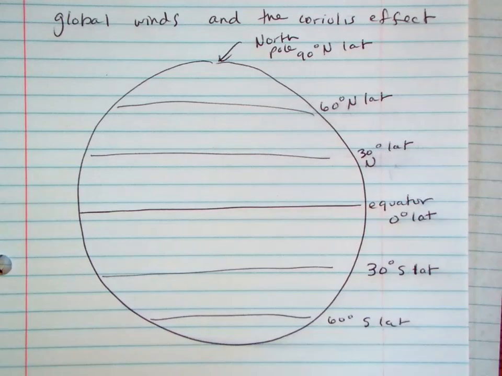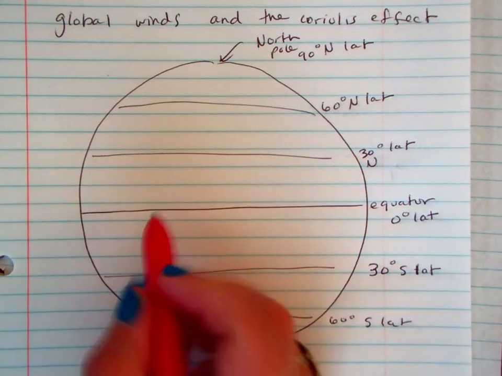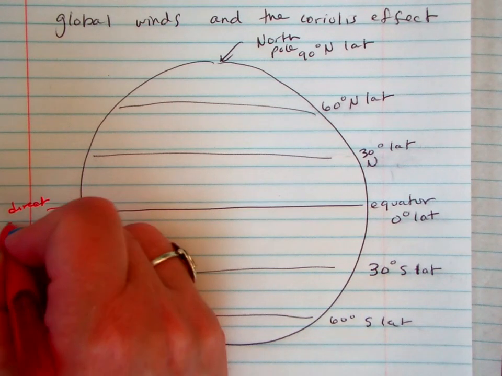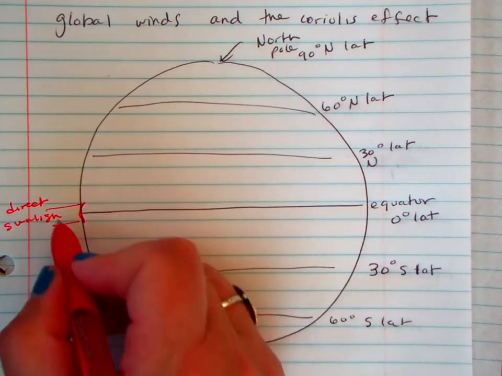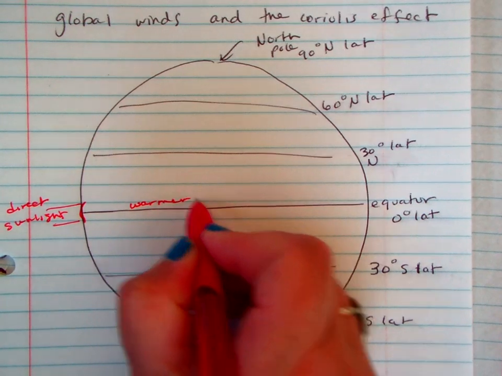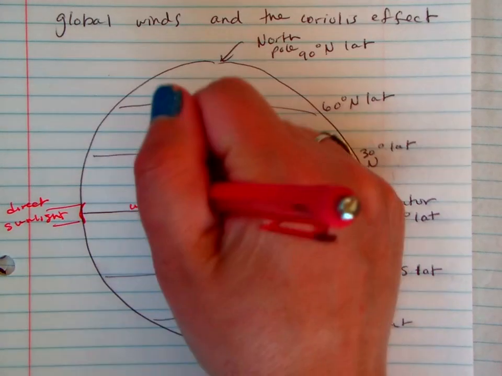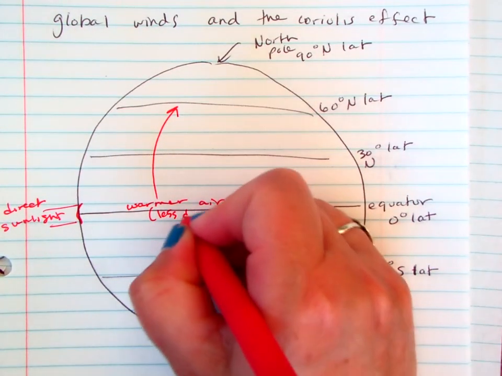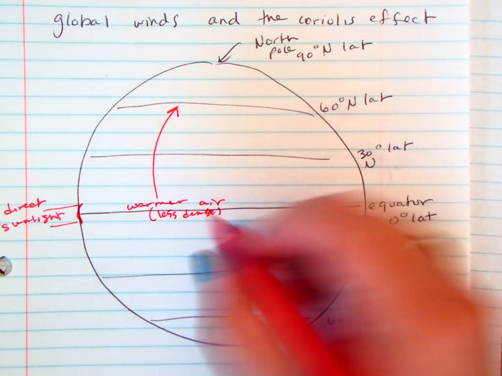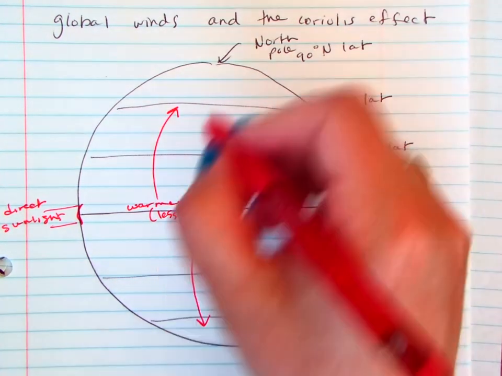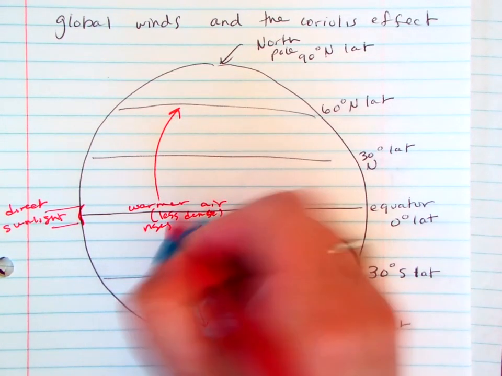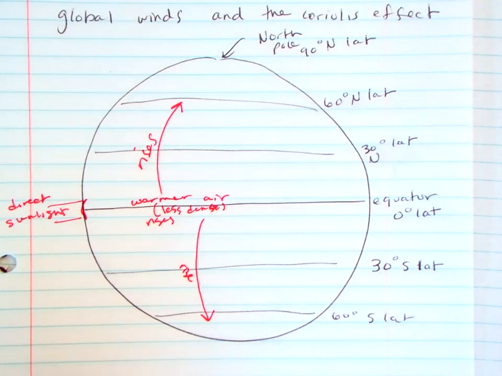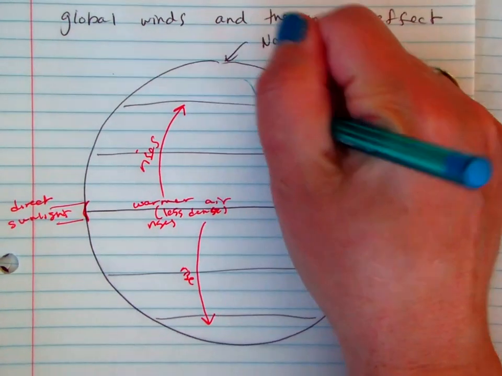So what you would expect to happen is, because the equator gets the smallest, most direct sunlight, therefore the air is warmer here. So as we saw before, you would expect that warmer air to rise because it's less dense, and also rise in this direction. So you would expect that air to rise because it's less dense, and also rise this way.